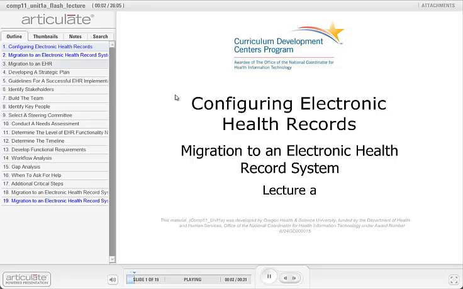Welcome to Configuring Electronic Health Records, Migration to an Electronic Health Record System. This is Lecture A. The component, Configuring Electronic Health Records, provides a practical experience with a laboratory component utilizing the VISTA for Education program that will address approaches to assessing, selecting, and configuring electronic health records, EHRs, to meet the specific needs of customers and end users.